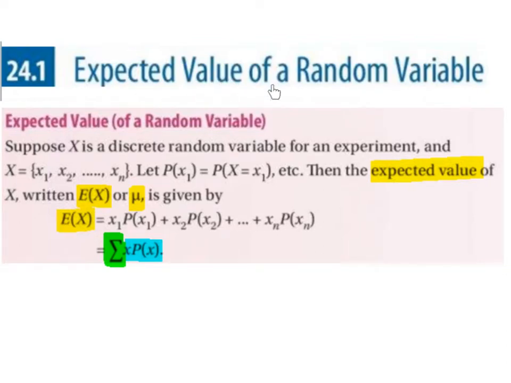Expected value of a random variable. Suppose x is a discrete random variable for an experiment.